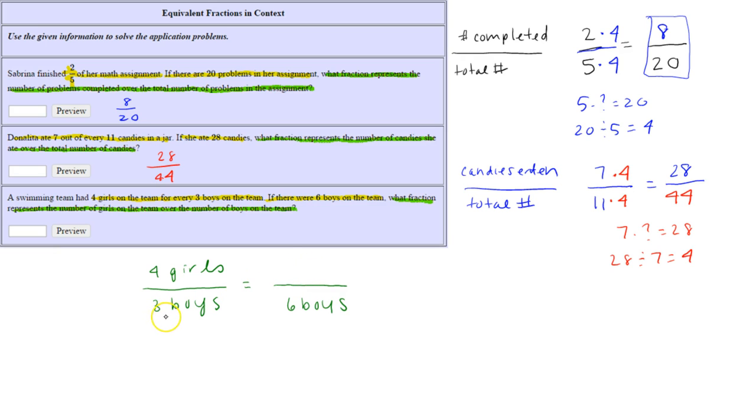So notice there are 2 times the number of boys from the original ratio. So let's write this. We want to know 3 times what number equals 6. So 3 times what number gives us 6. 6 divided by 3 is 2. So our multiplier is 2. And we also need to multiply the numerator by 2. So the actual number of girls and boys on the team, written as a fraction, is 8 girls for every 6 boys. So 8 over 6.